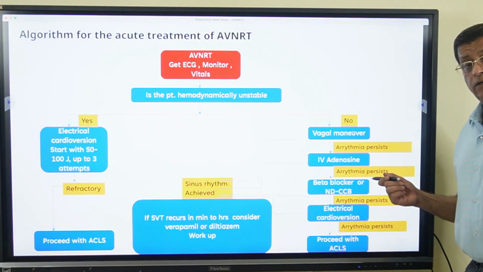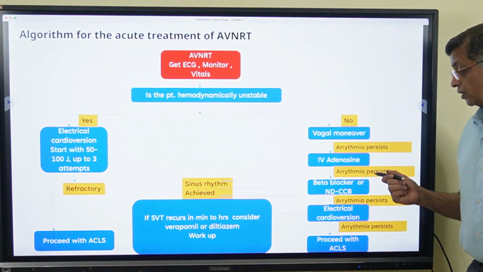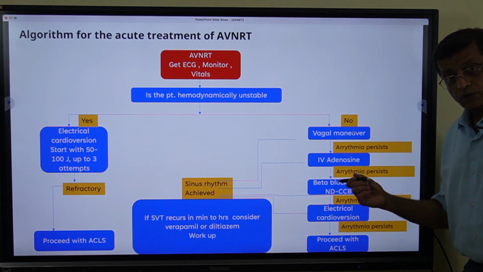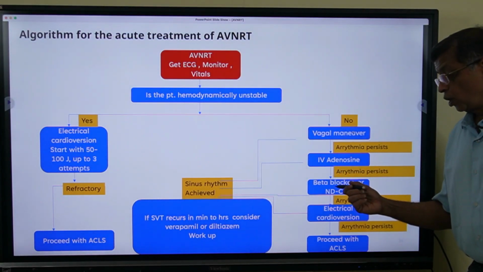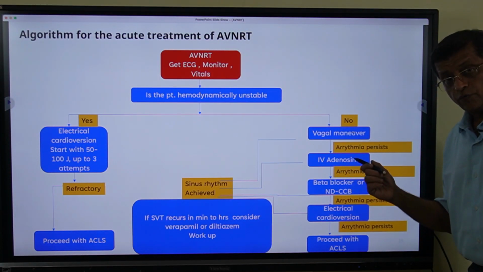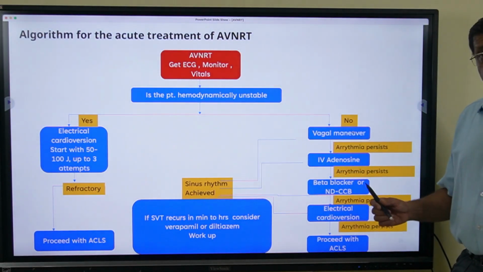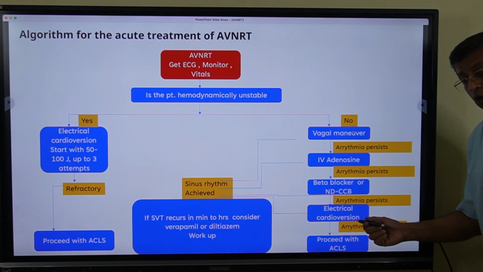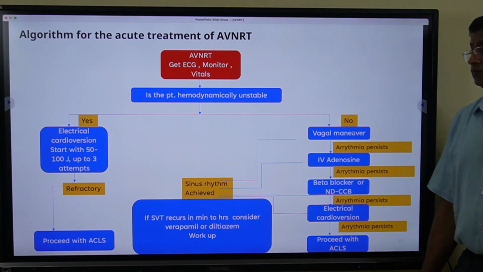If it is still resistant, if the AVNRT or supraventricular tachycardia still persists, you can try beta blocker or non-dihydropyridine calcium channel blocker like diltiazem or verapamil. If still the arrhythmia persists, then you can go in for electrical cardioversion, or you can consult cardiologist.